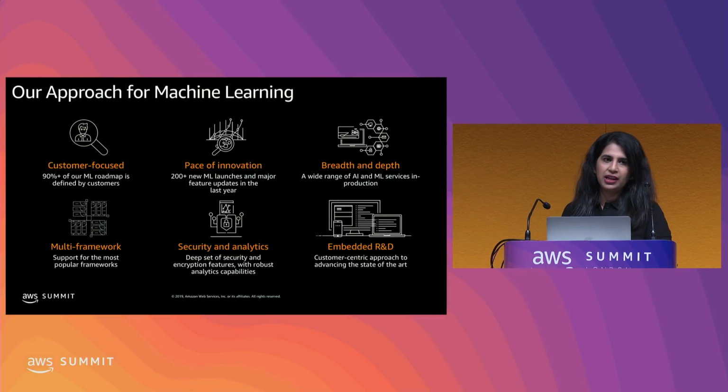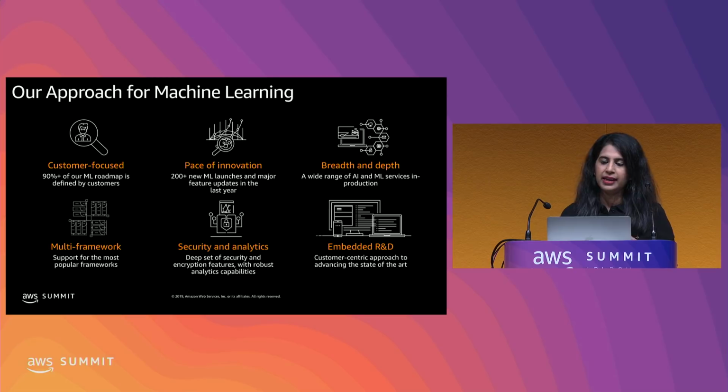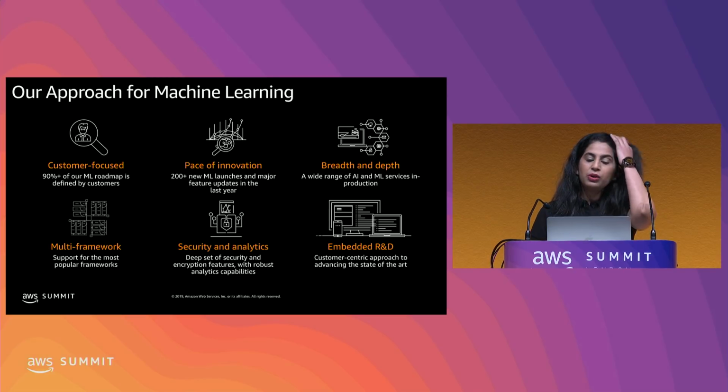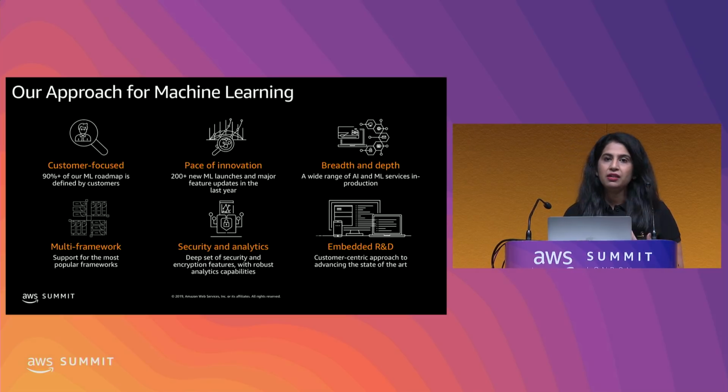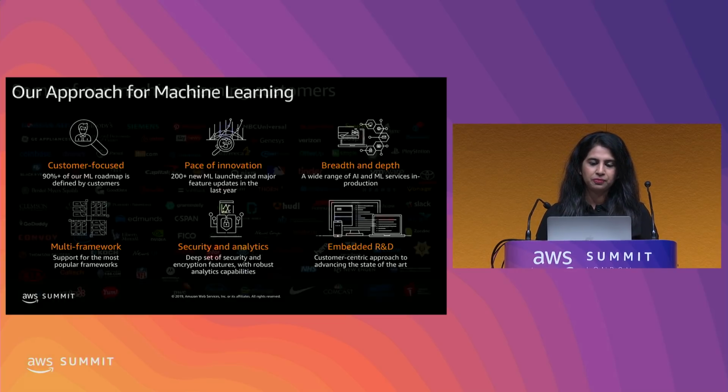Our approach for machine learning is similar to the way we've approached the rest of the AWS business. We focus on customers' business needs and developer capabilities and work backwards from there. We innovate rapidly, have a broad and deep set of services, and we focus on providing customers with a choice, which is why we support a lot of these frameworks.